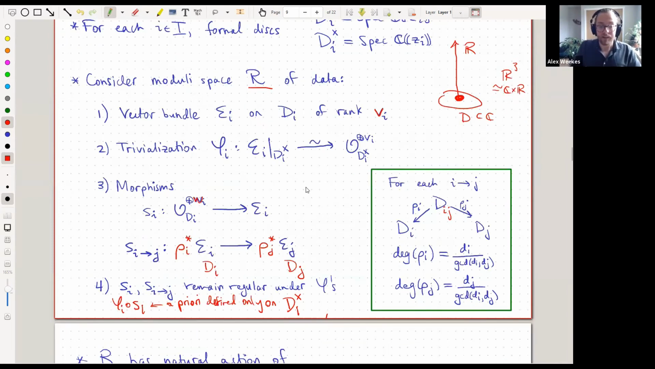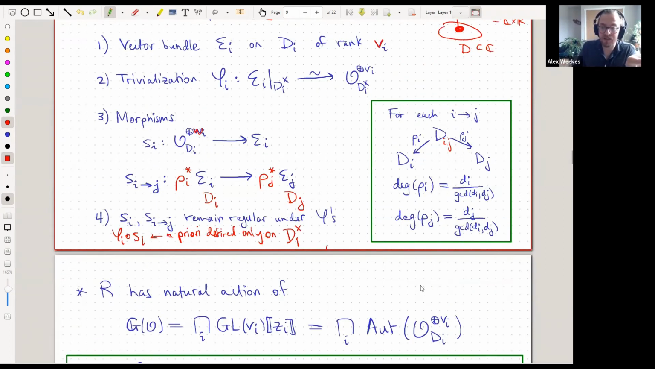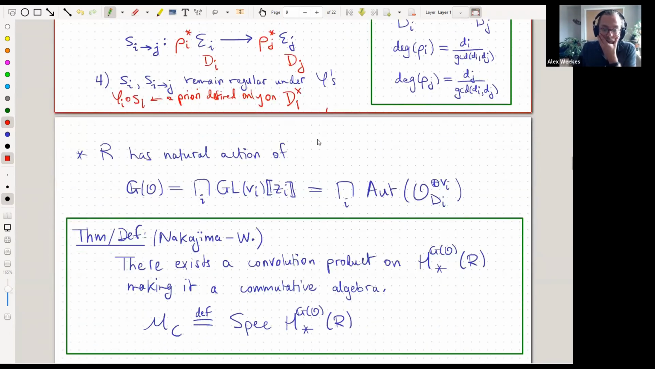OK. And just a little bit more. So this space has a natural action of a group, which is the automorphism group of the trivial bundle, because that acts on these trivializations here. So if we take the trivial bundle of rank VI, you can act by automorphisms. And in here, I haven't put punctured, just full disk. OK. So now we have an analog of this theorem of Braverman, Finkelberg, and Nakajima that there's a way to define a ring operation on this equivariant Borel-Moore homology such that it becomes a commutative algebra.